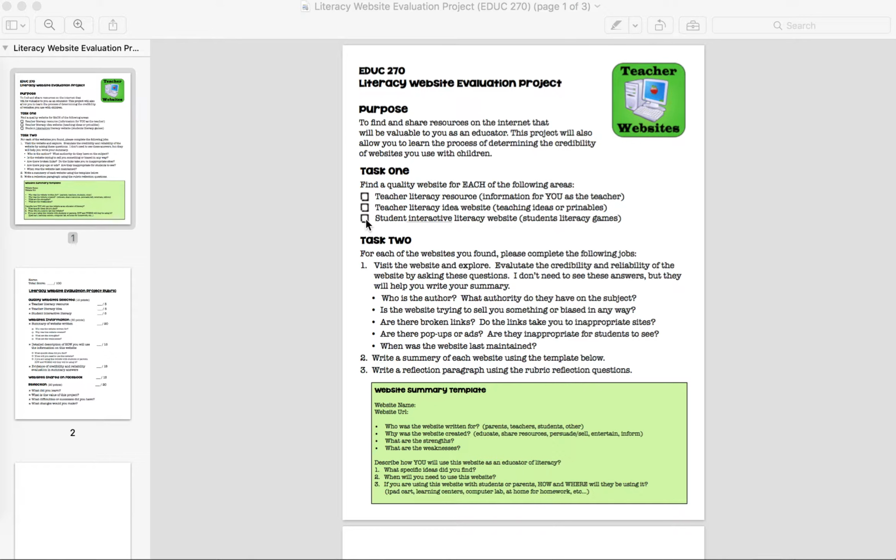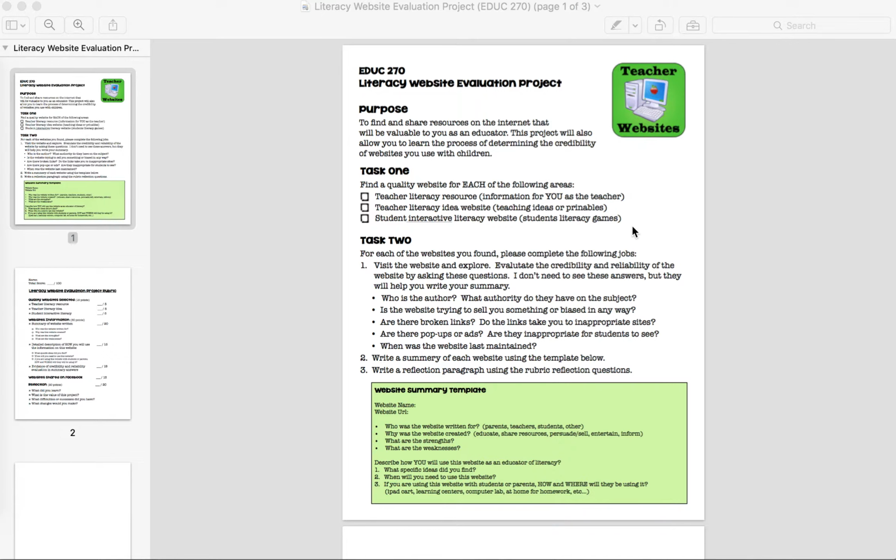The third website you're going to look for is a student interactive literacy website. And this is a place where your students can go either at home or at school, and they can play some sort of literacy game. Now, I want to emphasize, don't find math things, find literacy. So it's an interactive game site for kiddos. So that's your first task. You'll go over to the web and you are going to find those resources.